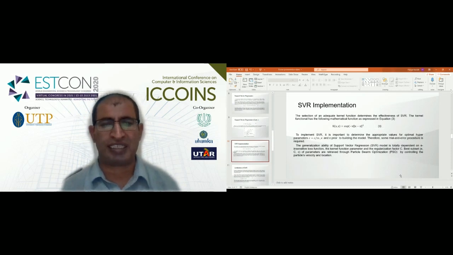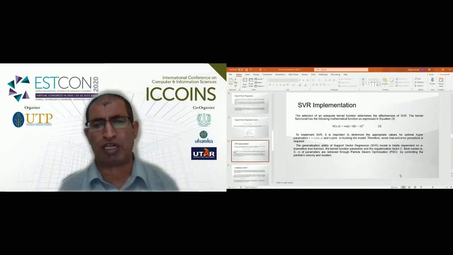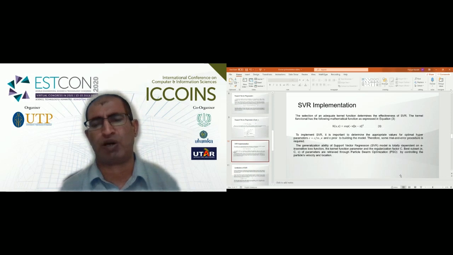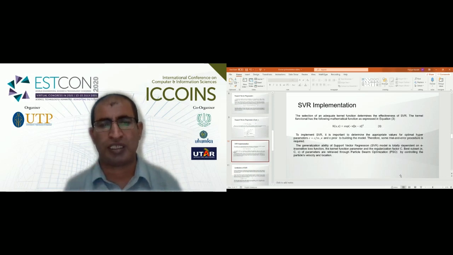The generalization ability of the support vector regression model is totally dependent on the epsilon-insensitive loss function, the kernel function parameter, and the regularization factor C. The subset of epsilon and the hyperparameters are reduced through particle swarm optimization by controlling the particle velocity and location.